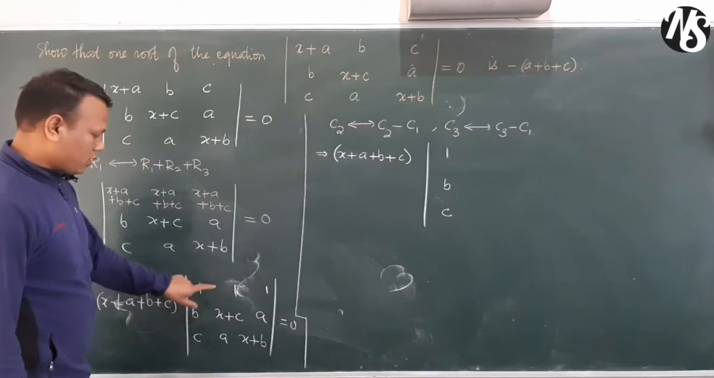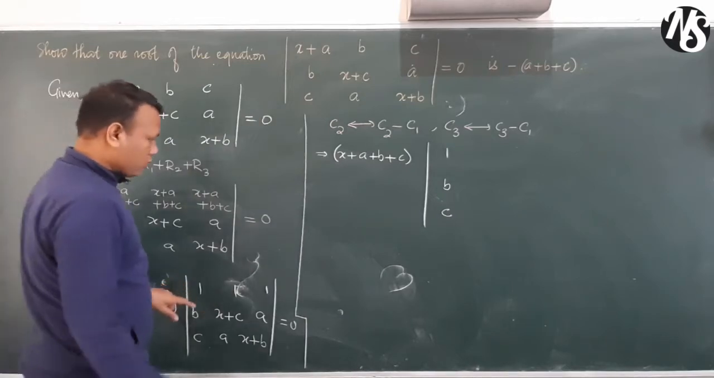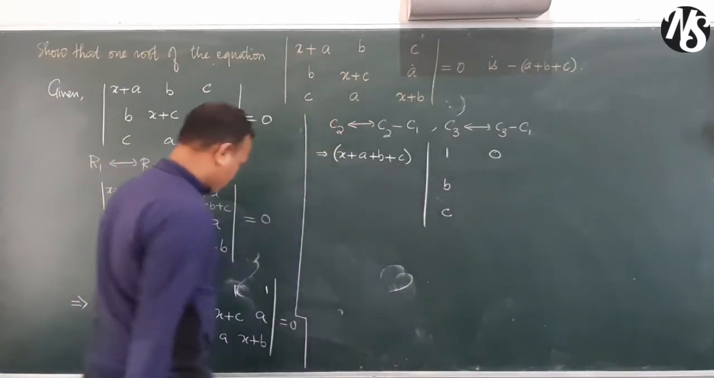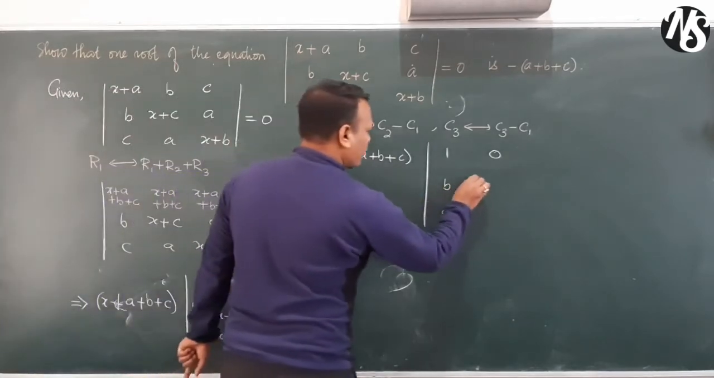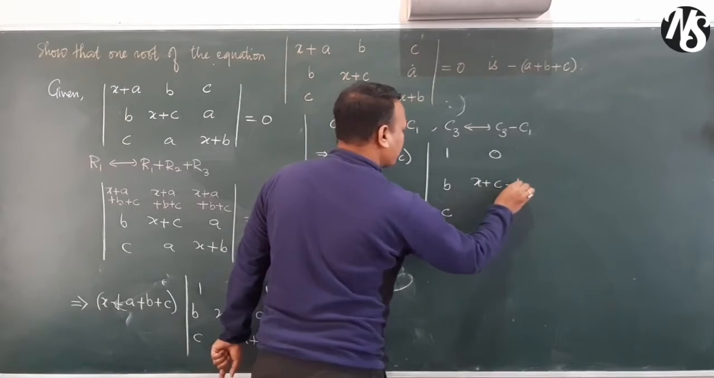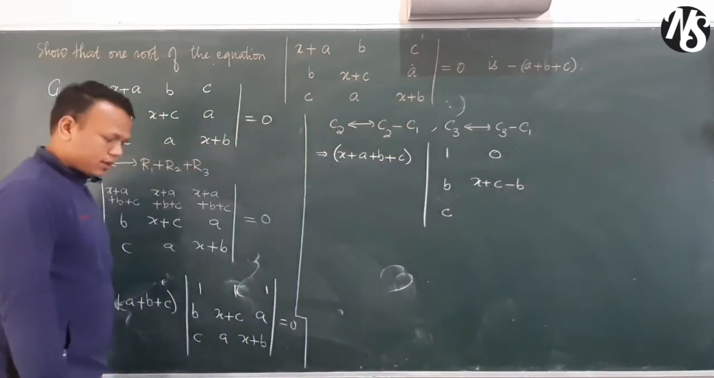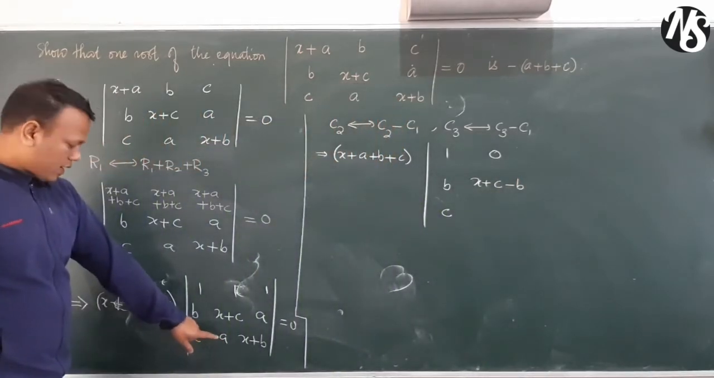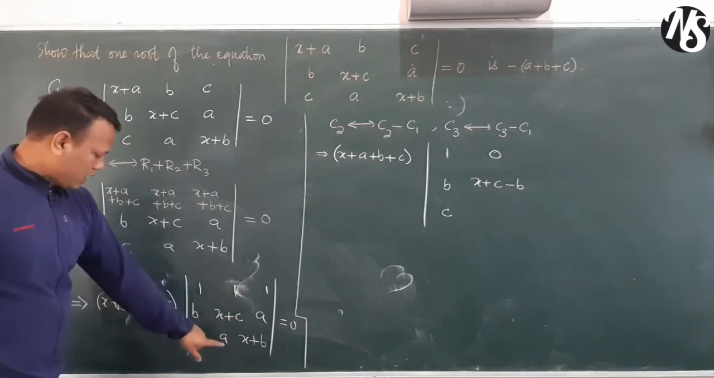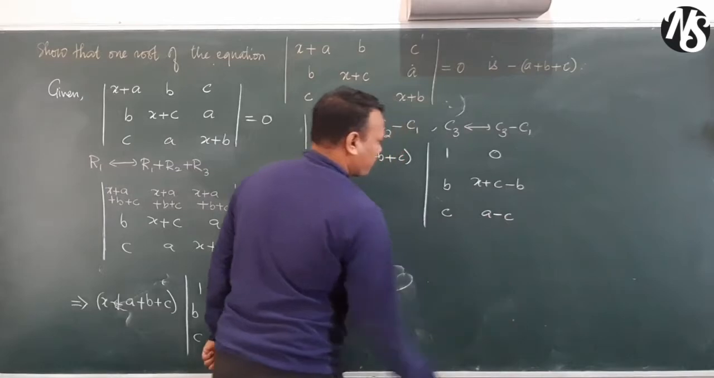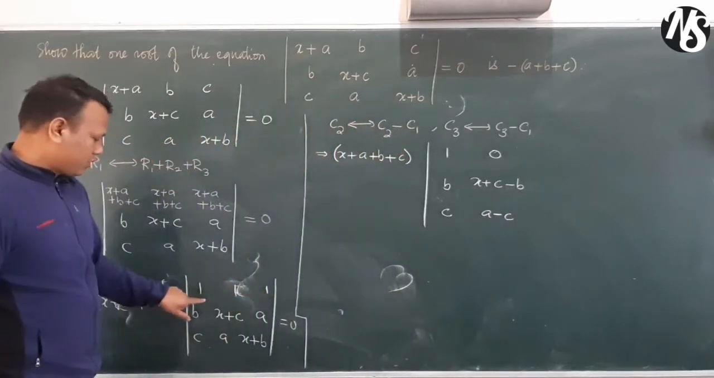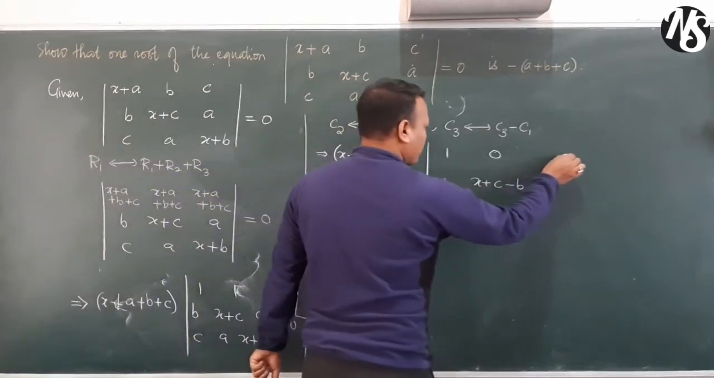Now c2 minus c1: 1 minus 1 is 0. Then x plus c minus b, right? So x plus c minus b is there. And next we have a minus c. Similarly, c3 minus c1 gives you 0, right?